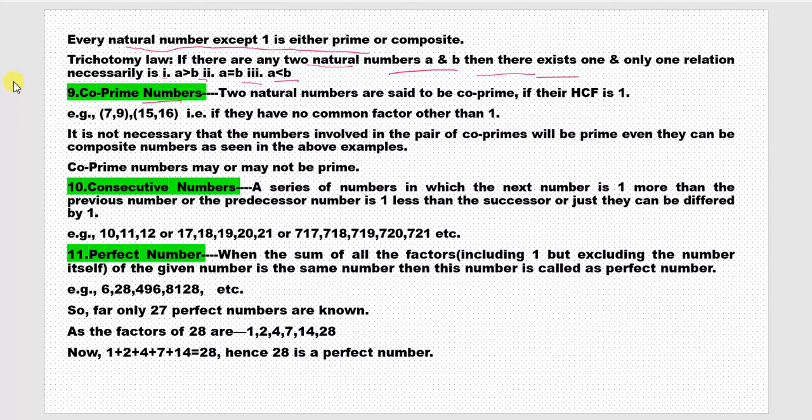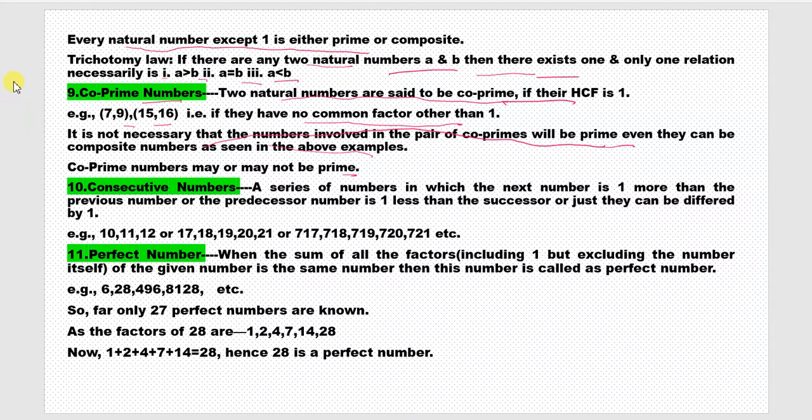Next is co-prime numbers. What are co-prime numbers? Two natural numbers are said to be co-prime if their HCF is 1. Highest common factor I will teach you in a coming video. For example, 7 and 9, 15 and 16. If they have no common factor other than 1, it is not necessary that the numbers in a pair of co-primes will be prime. They can even be composite numbers, as seen in the example. Co-prime numbers may not be prime.